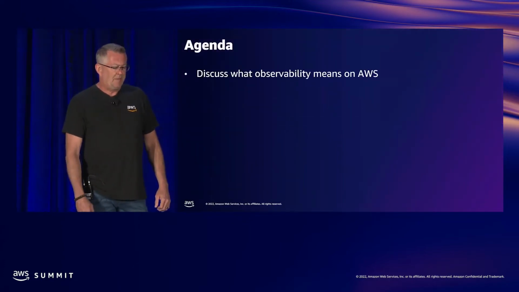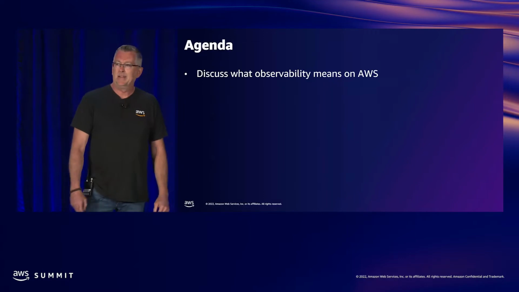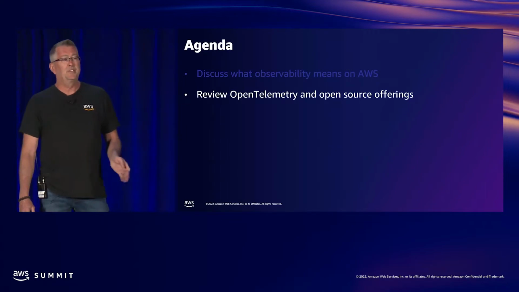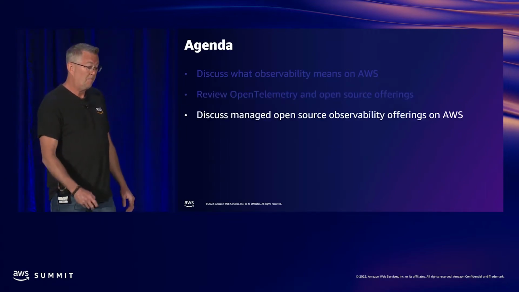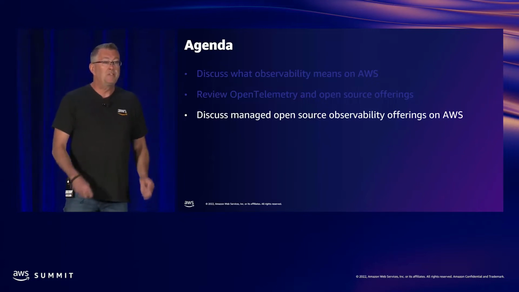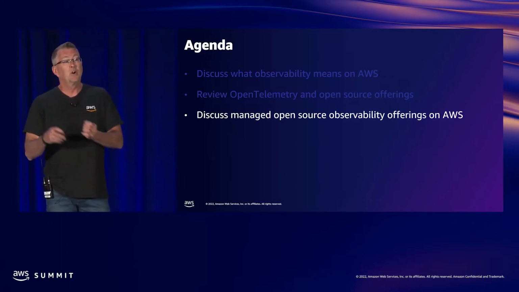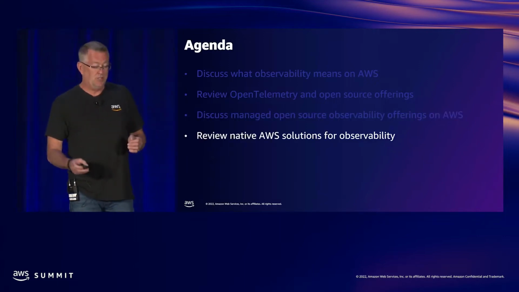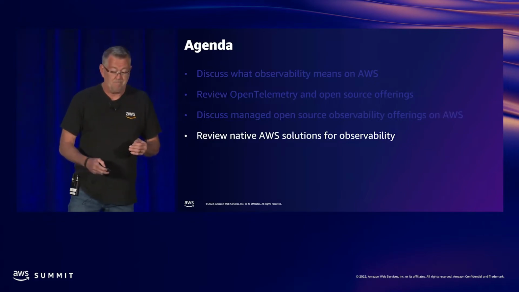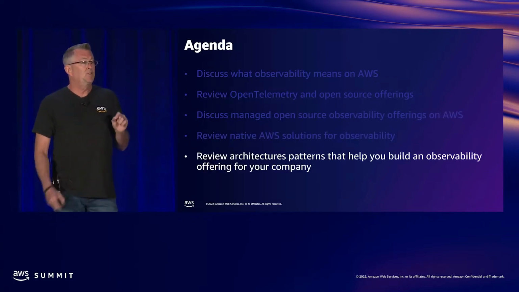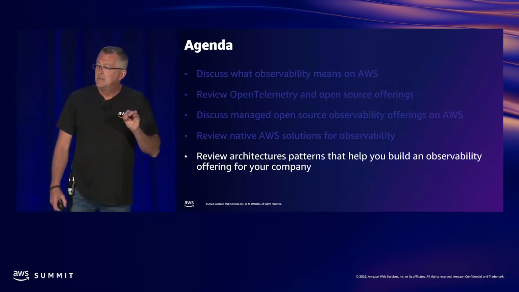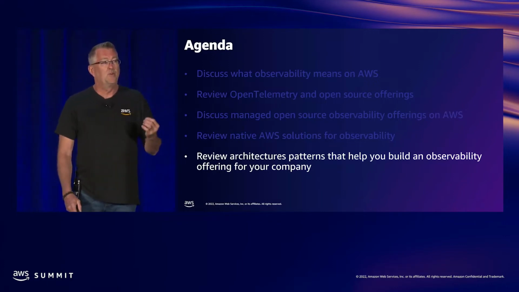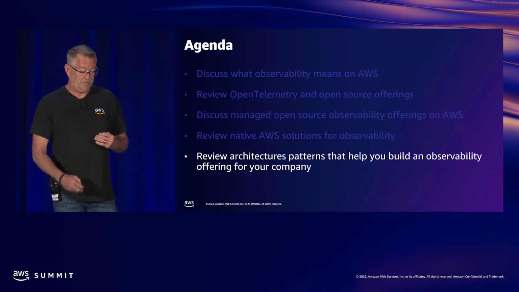So today's agenda is to discuss what observability means on AWS. We're also going to review OpenTelemetry and the open source offerings that are associated with observability. We're going to discuss managed open source observability offerings that are hosted on AWS. And we're going to review native AWS solutions that are built for observability. Finally, we're going to look at architectural patterns that can help you assemble the components that will give you the capabilities that your business needs to understand how your applications are performing and how your users are interacting with those.